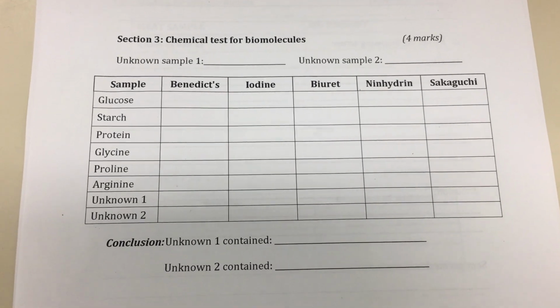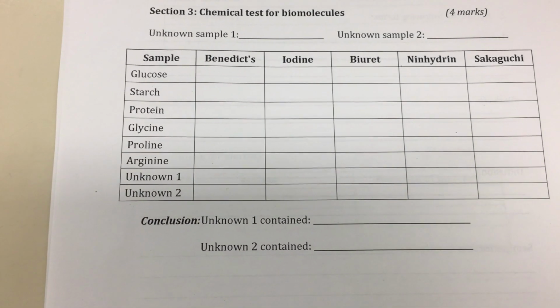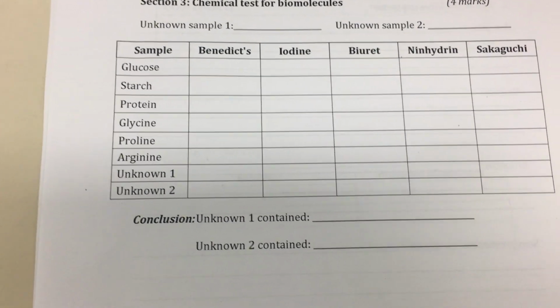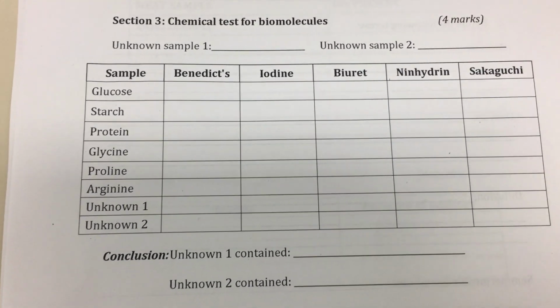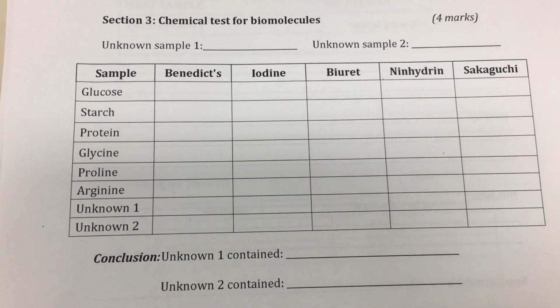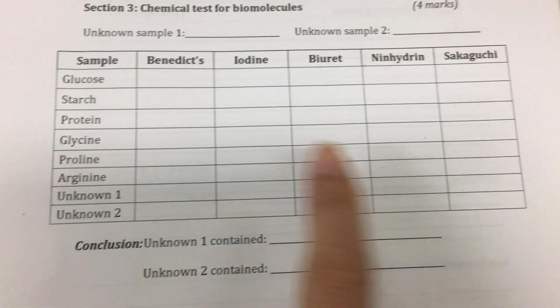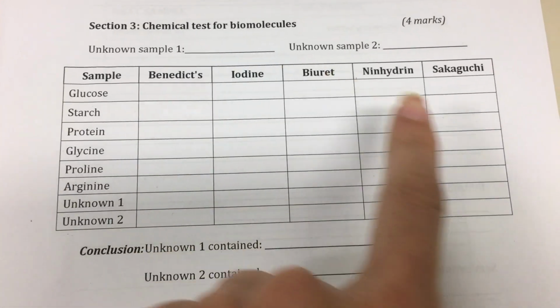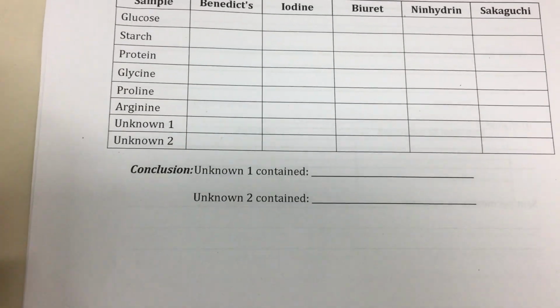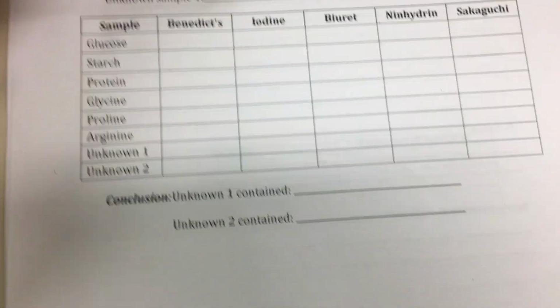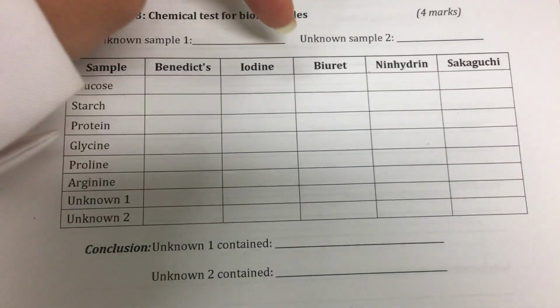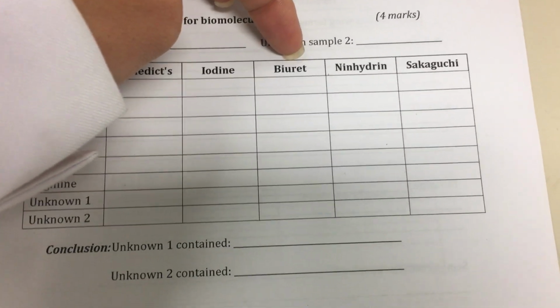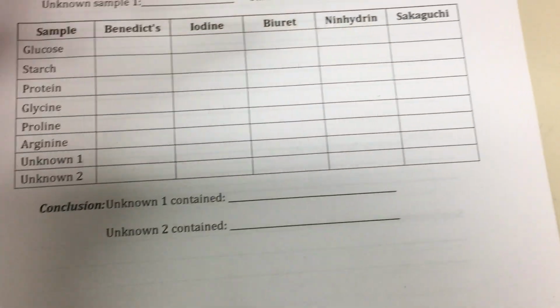This is Practical 5, Section 3, Chemical Test for Biomolecules. For this question, we want you to fill this table. There are 5 tests: Benedict test, iodine test, BIO100 test, and ninhydrin and Sakuji.